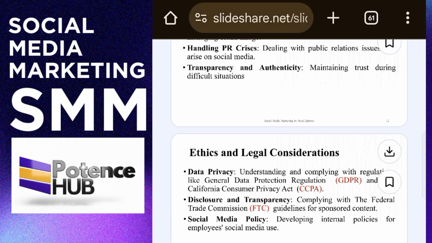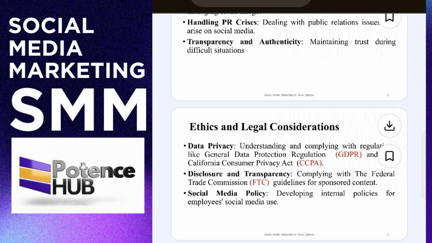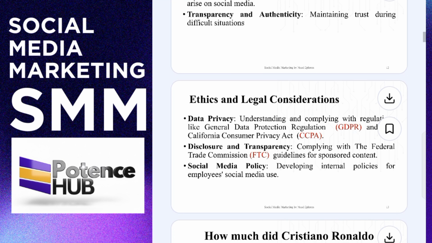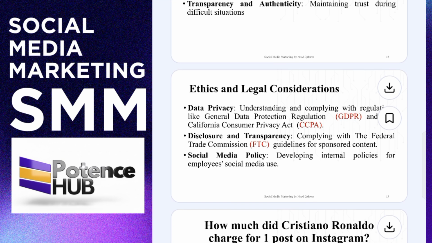Your data privacy is very important. Understanding and complying with regulations like the General Data Protection Regulation, GDPR, and the rest of them is very important. All of these ethics and legal considerations matter, because if you don't know a thing, the level of your ignorance is not an excuse for not being penalized. Yes, it's not an excuse.